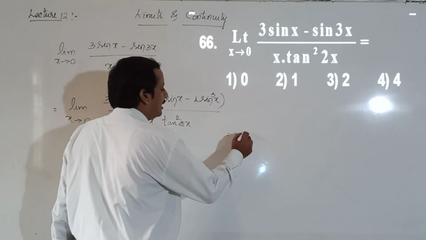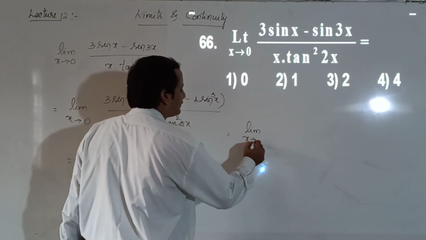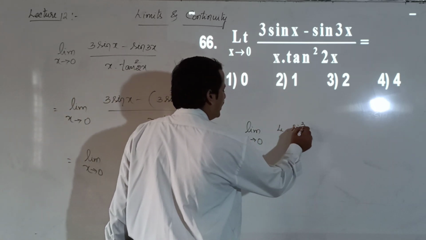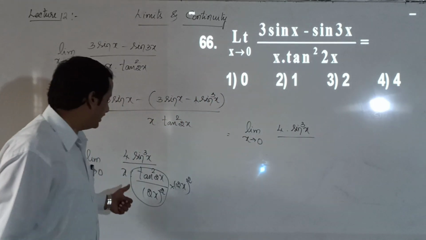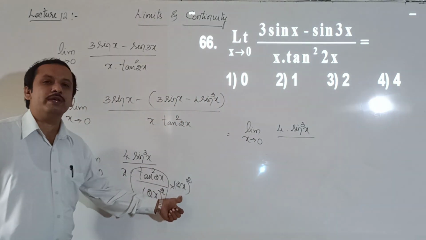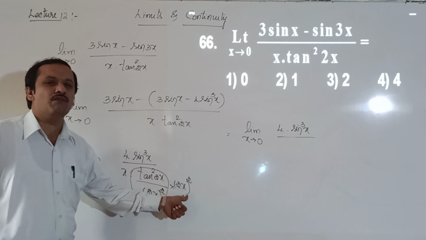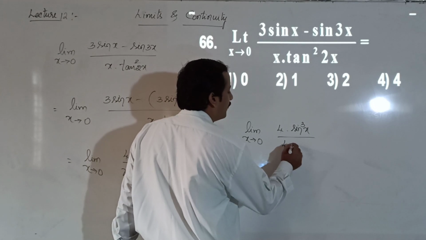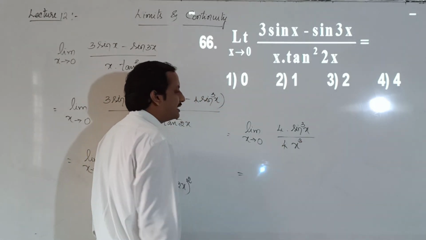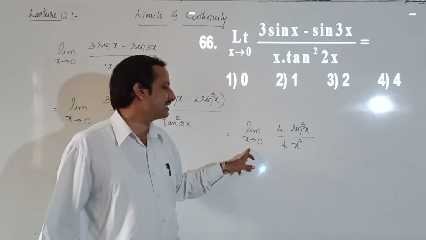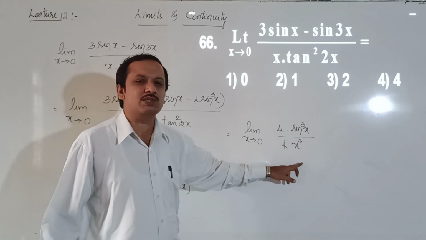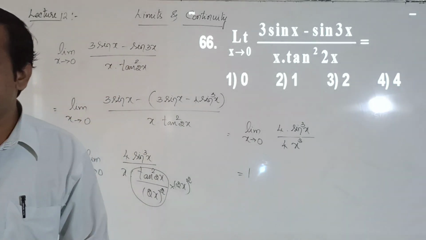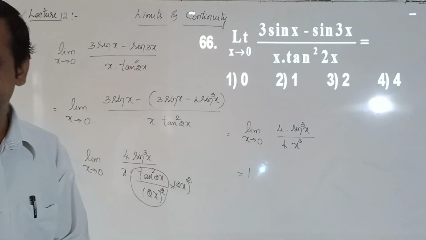So then you have limit x tends to 0, 4 into sin cube x divided by, now what is remaining in the denominator? Here there is x and here we have 2x whole square. 2x whole square is 4x square. 4x square into x will give you 4x cube. That's equal to, 4 gets cancelled. As x approaches 0, sin cube x by x cube, obviously it will become 1. So 1 is the answer, which is the second option.